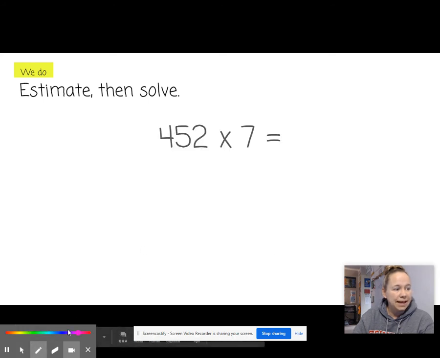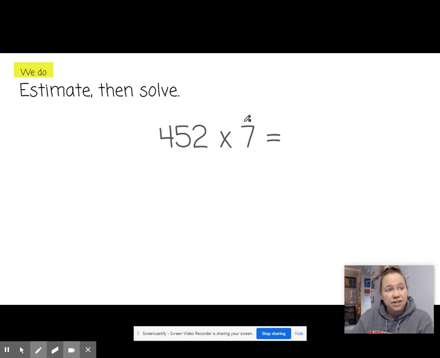We're going to do this one together. So it doesn't tell us where to round. Remember, we're going to leave this one alone, and we're going to round this number. So the greatest place value is the hundreds. We look to the right. Oh, it's a 5. The 5 is a strong, big number.